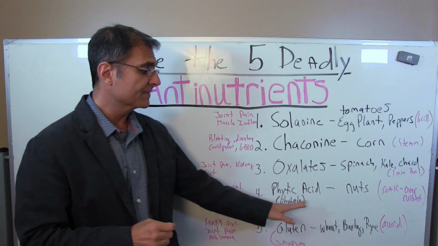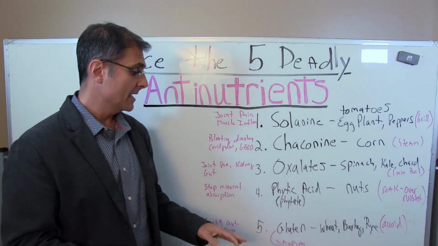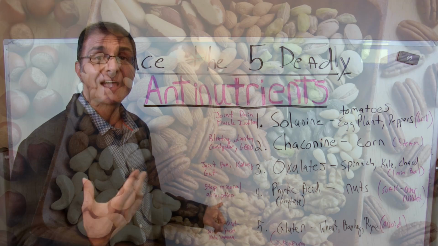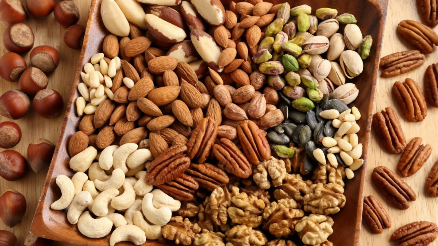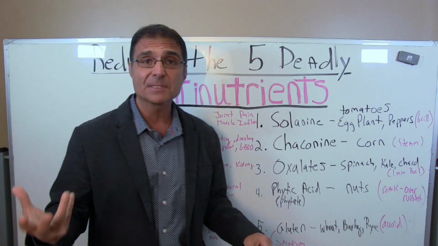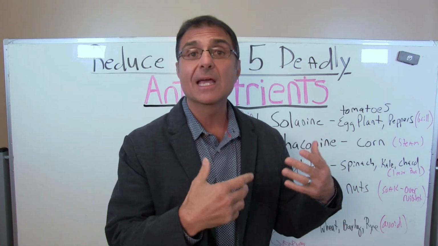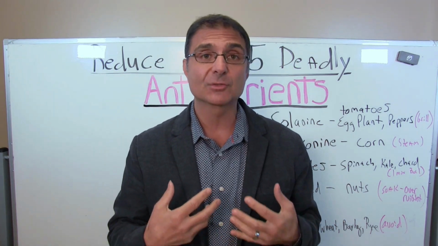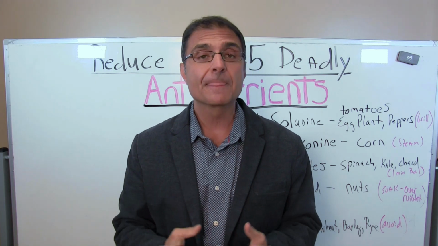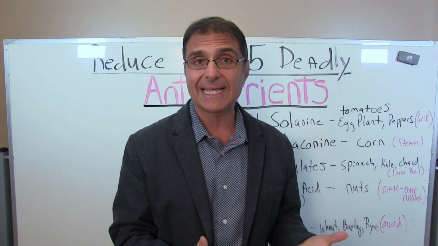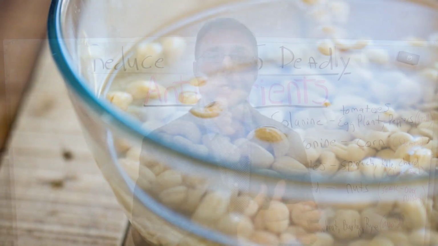Okay, next one is phytic acid or phytate. Phytic acid is found in nuts most commonly, and it essentially stops mineral absorption. So it shuts down the absorption of minerals like magnesium, manganese, which are so important for our body. And the best way to remove phytic acid from your nuts is to soak your nuts overnight.